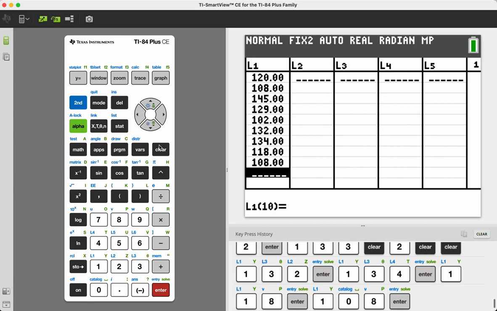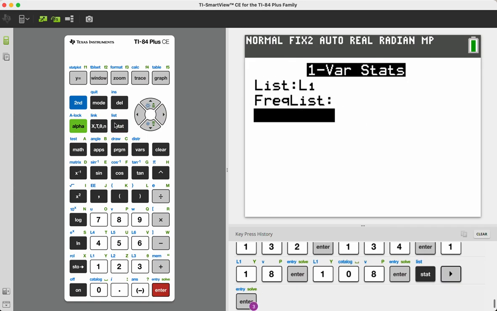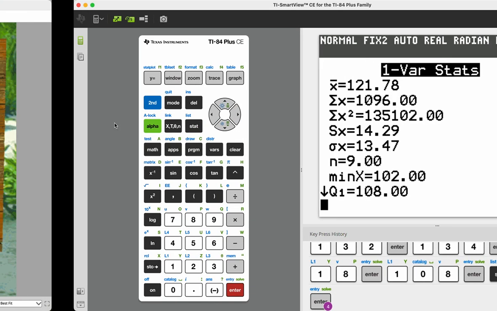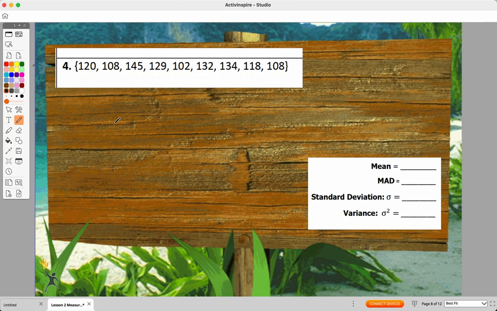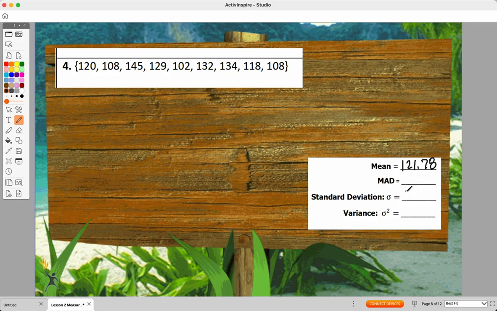Make sure I've got them all like I did before. I have 9 data points. I have 9 in there because I'm on number 10 right there. Come over to stat, calculate my stat. All right, so I've got a lot of information. My mean is 121.78. My standard deviation is 13.47.